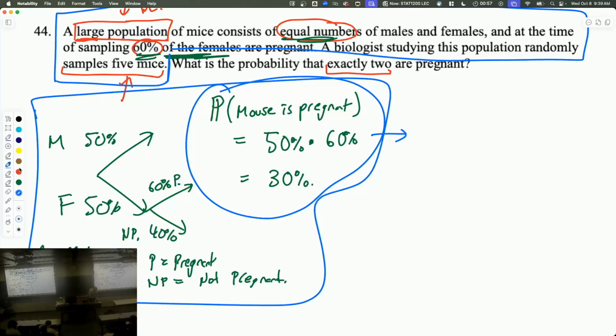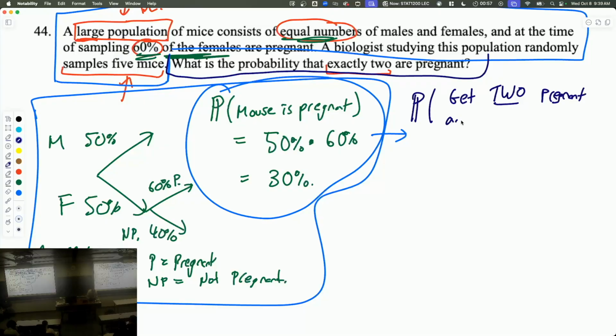And now I'm going to answer the question of the second part of the problem. What is the probability that exactly 2 are pregnant? So I need 2 mice out of 5 to be pregnant, 2 pregnant and 3 non-pregnant. So this is the probability that we get 2 pregnant and 3 not pregnant mice. And this one to me is a combinations problem. Combinations, permutations, it's a counting problem.